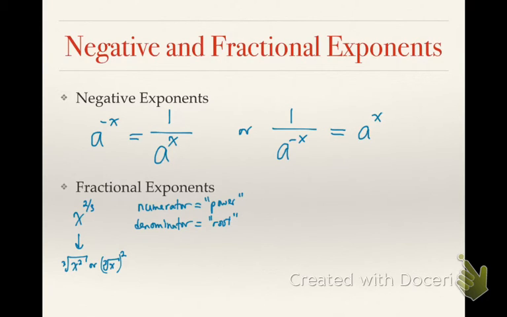Okay, so just another example, 17 to the 3/5 can be rewritten in two different ways. One is the 5th root of 17 cubed, or the fifth root of 17, all cubed.